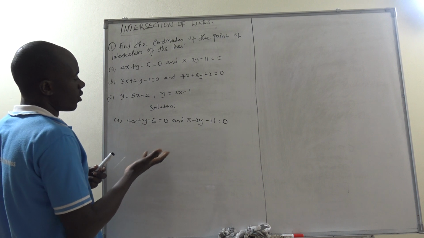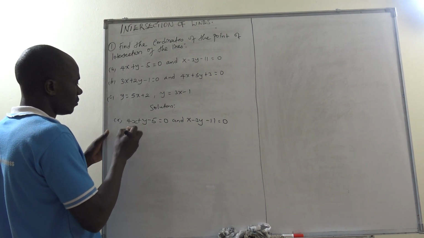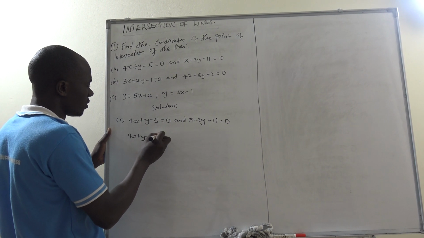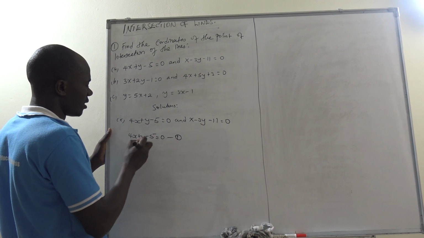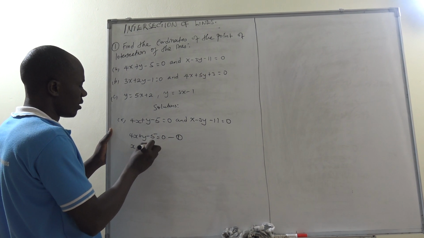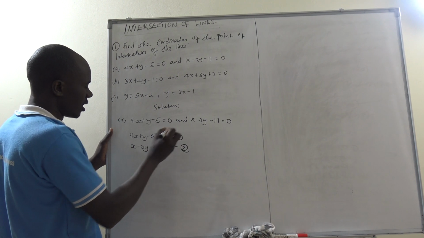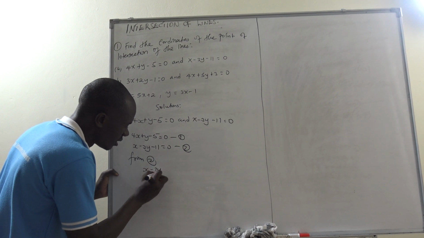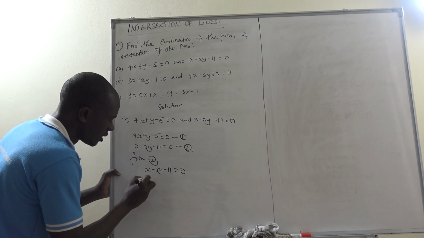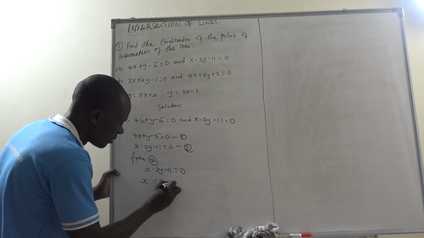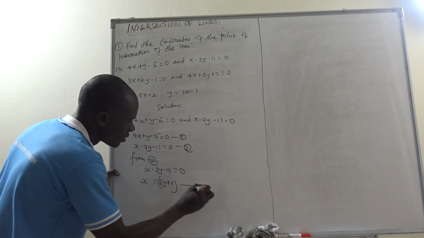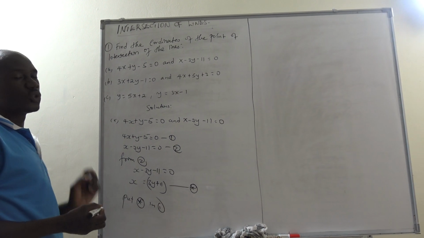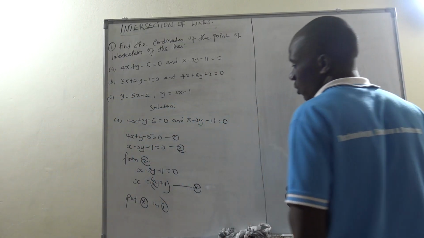So what you do, I can say 4x plus y minus 5 equals 0, this is the first, and x minus 3y minus 11 equals 0 is the second. From equation 2, I've got x minus 3y minus 11 equals 0. What is x? It is 3y plus 11. So you can say this is equation star. Put star in 1. We are going to use the substitution method.